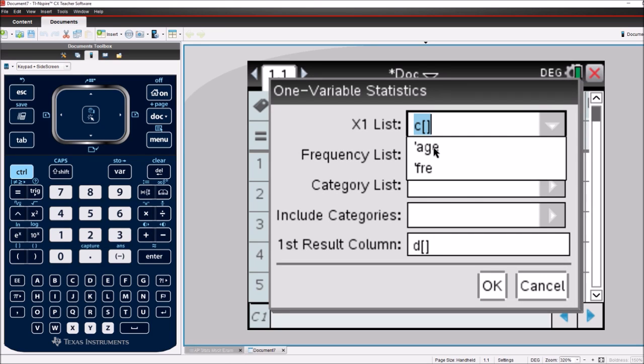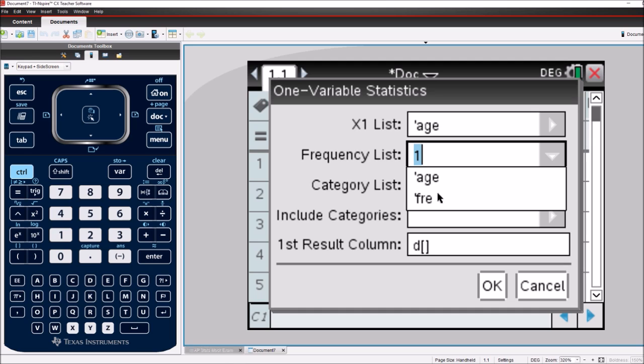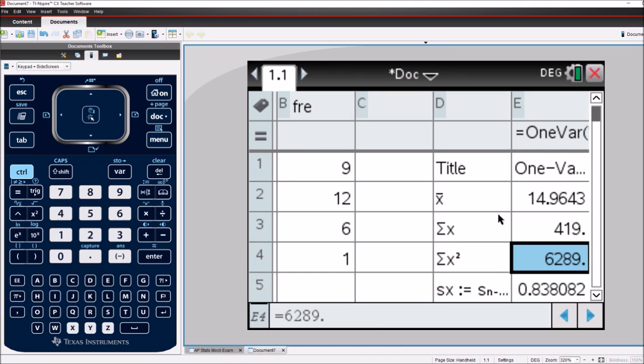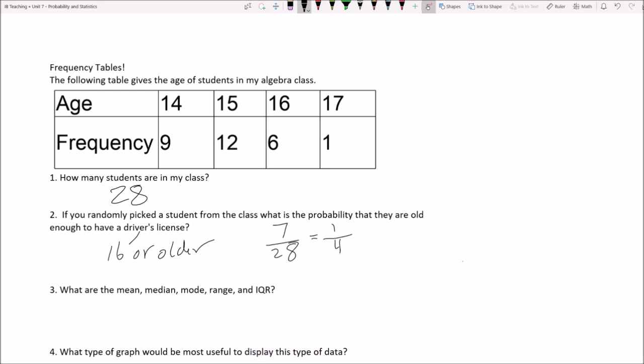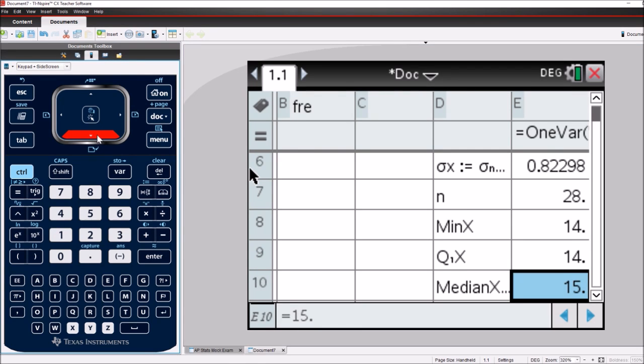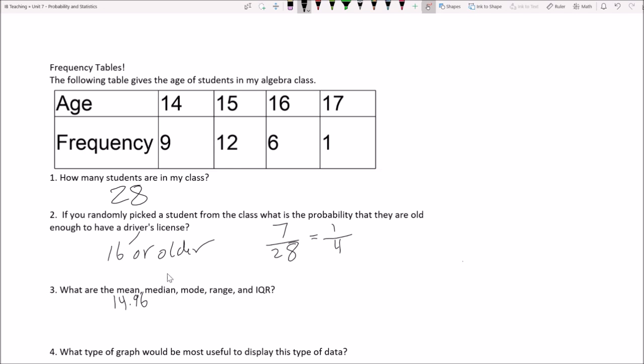And then in here, we're going to use age as our X1 list, and then we're going to use FRE as frequency. I put it that way on purpose. And we're going to hit OK, and we're going to see what we get. So what were we asked for? We were asked for the mean. That's 14.96. So I'm going to go fill that in. So 14.96. We can find the median in here. So median is 15. So I'll go write that down. So median is 15.